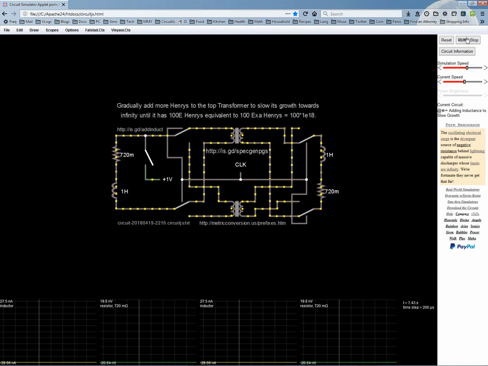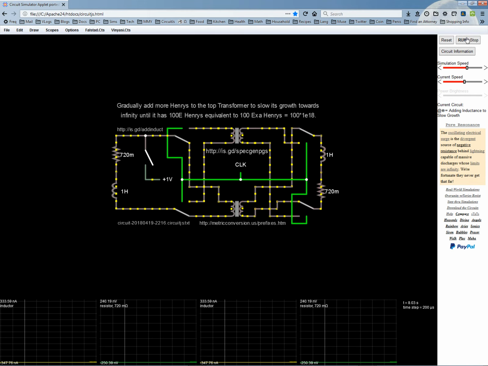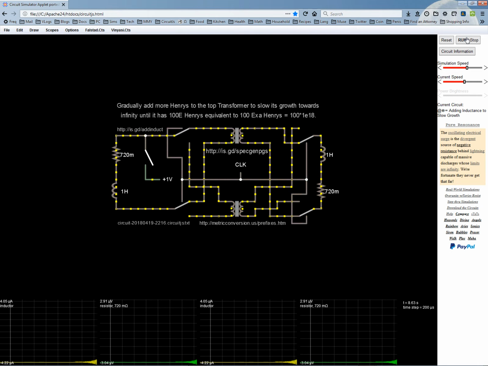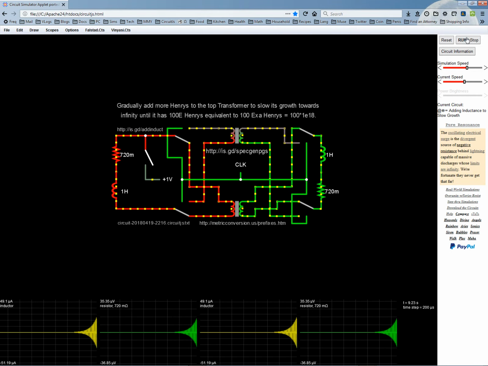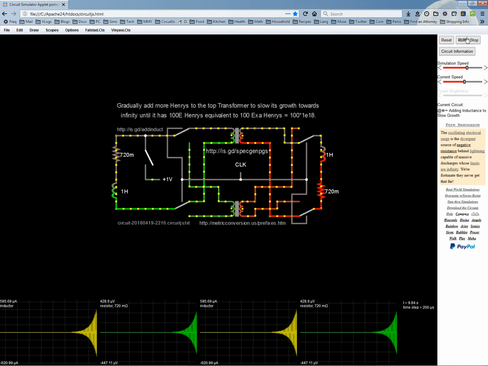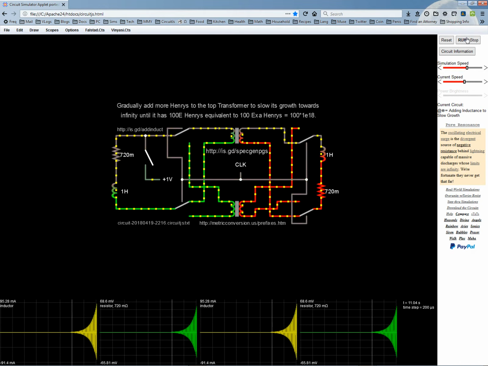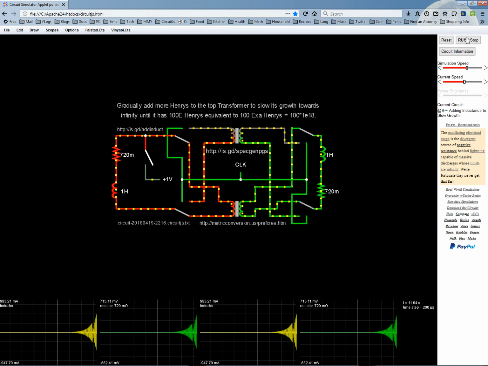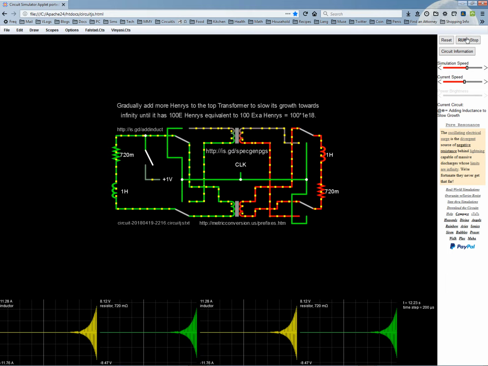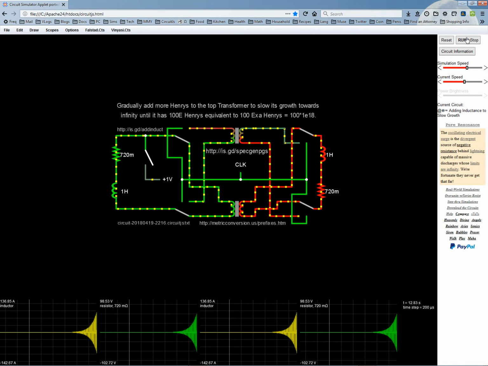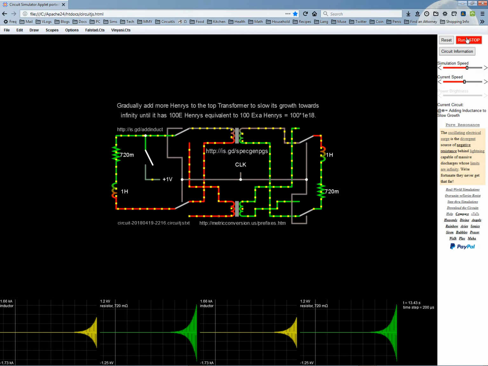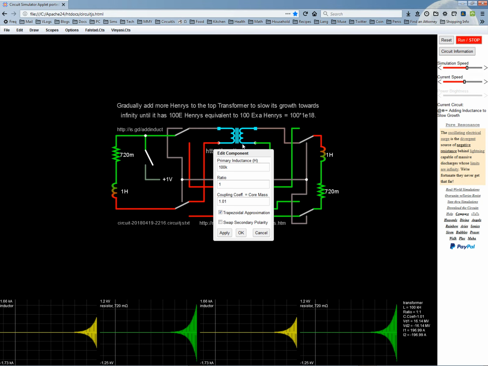Nano. Let's get it up to kilo, if we can. But let's see if I can. Micro. Milli. Amps. Kiloamps. Okay. Now this transformer up here starts out at 100 kilohenries. So we change it to 100 exa or ectahenries.